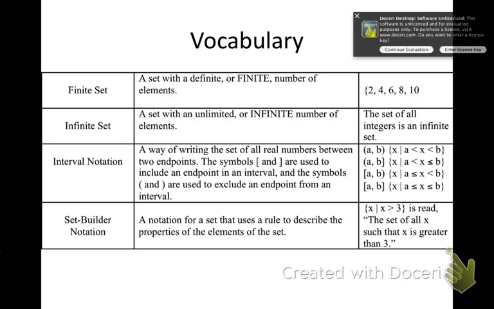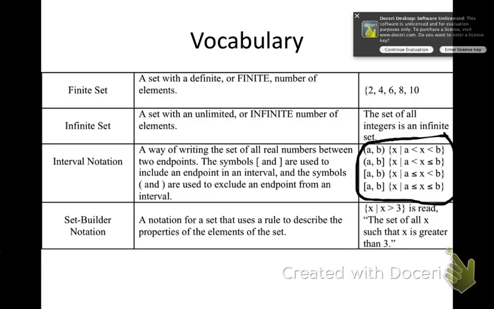The finite set we talked about, finite has an ending point. Infinite set goes on. And then today, here's what we're going to be talking about. We are going to be talking about interval notation. We'll talk about this right here, interval notation. Interval notation, it's a way of writing the set of all real numbers between two endpoints.